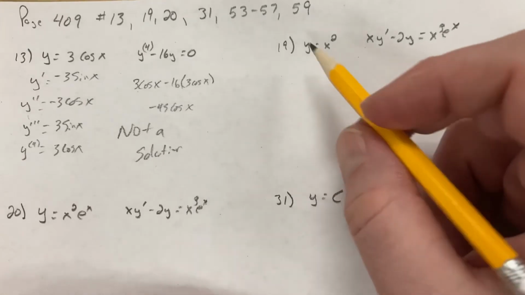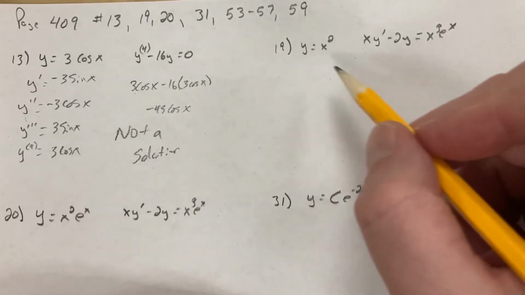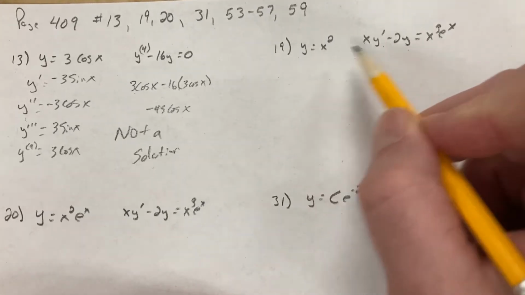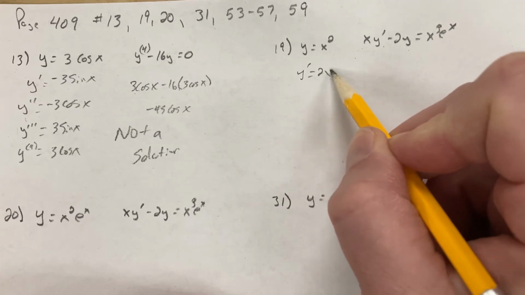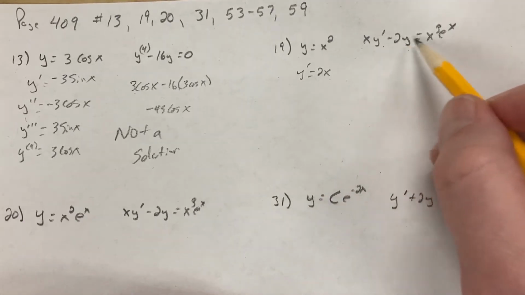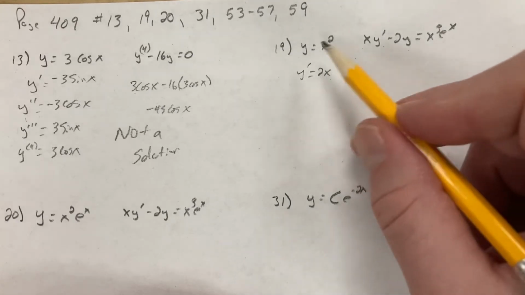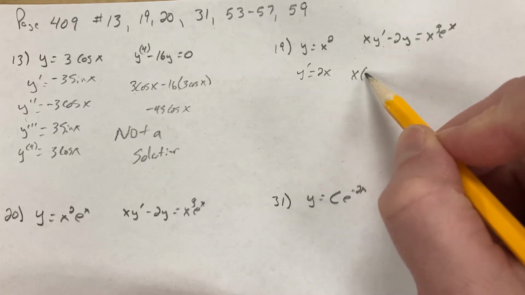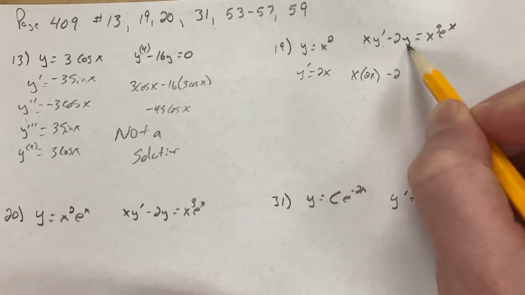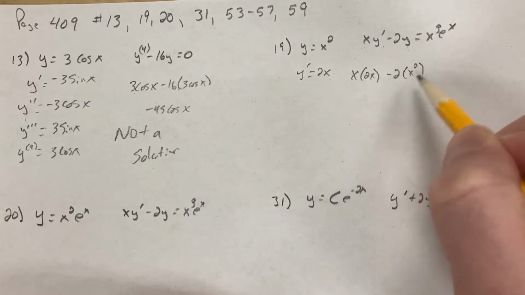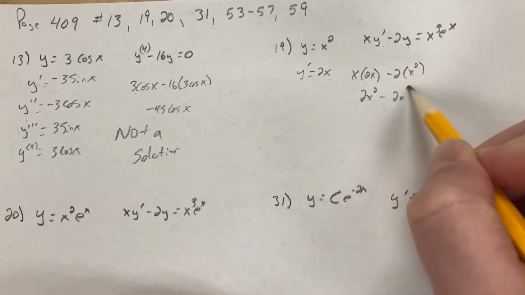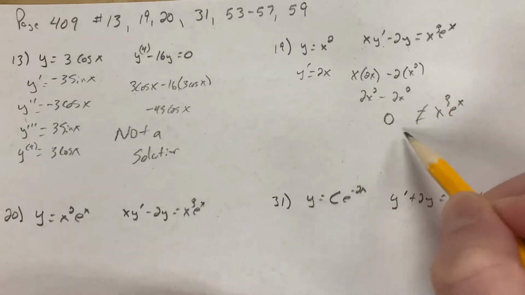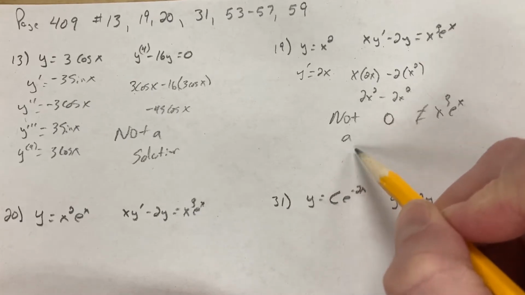Okay. Number 19, they want to know if this is a solution to this equation here. So we need y, which is already here, and we need y prime. So y prime is easy enough, that's going to be 2x. Look and see, is there anything else you need? You don't need a second or third derivative or anything like that, so we'll just use these here. So we now have x times the first derivative, which is 2x, minus 2 times y, which is x squared. That's 2x squared minus 2x squared, which is 0. That does not equal the x cubed e to the x that we were looking for. So this is also not a solution.